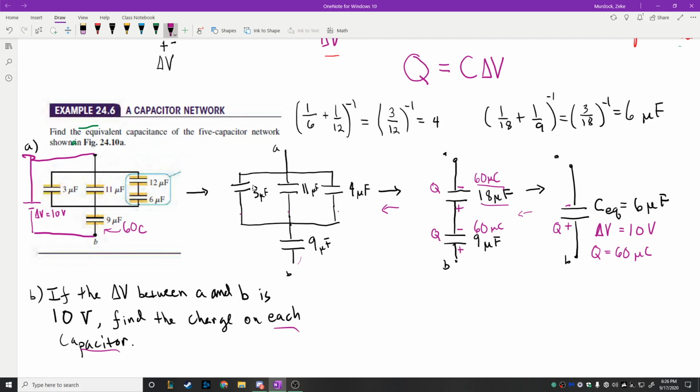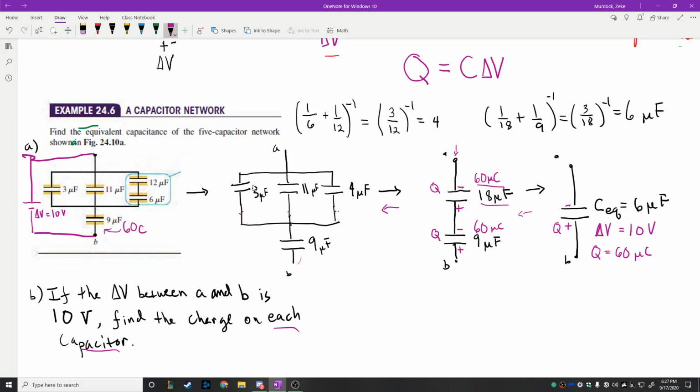Okay, so going back here and looking at these three guys that are in parallel, what information do you think we can take from this picture here and apply it to these three that are in parallel right here? Any ideas? Delta V should be the same, exactly. These three are in parallel, so they should have the same potential difference. They're actually going to have different charges, as it turns out. The charges are going to distribute depending on the size of the capacitor here. But they will have the same delta V.